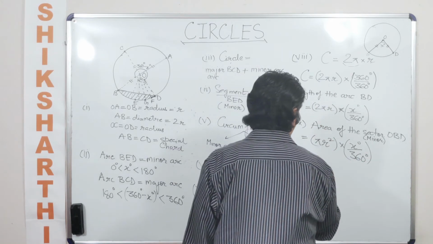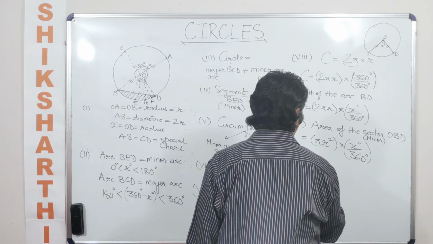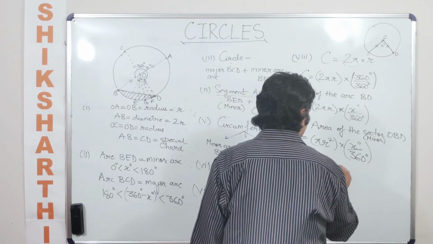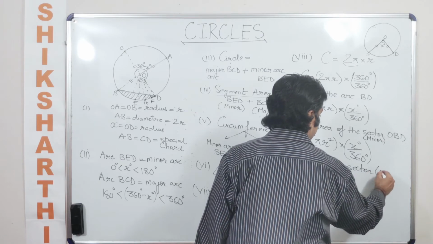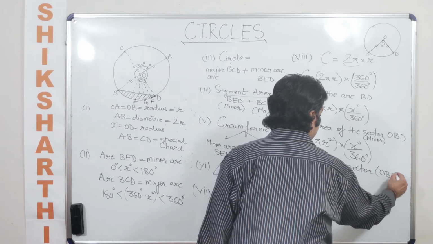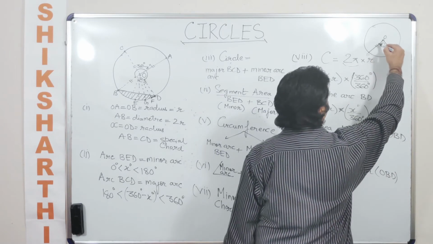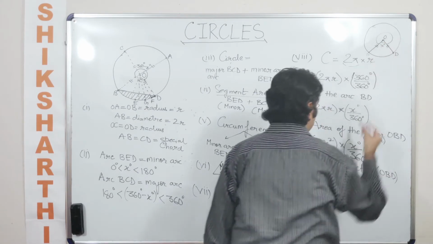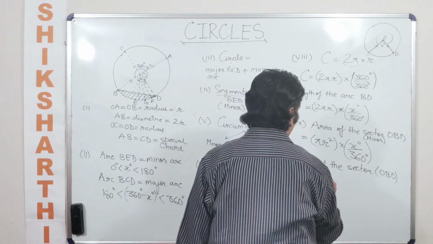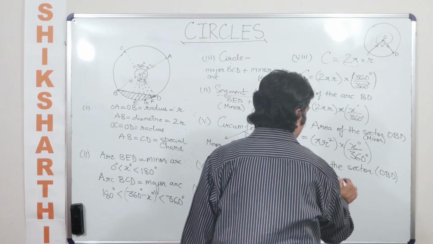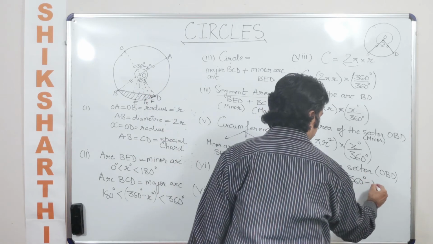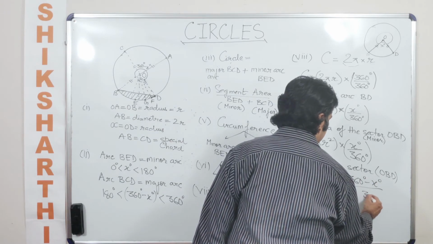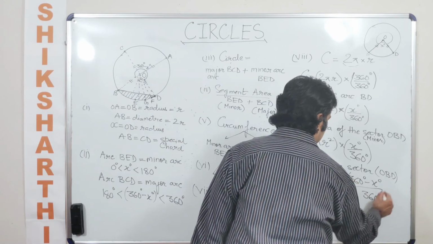And taking this discussion forward, can I say that the area of the major sector OBD, which is nothing but the remaining part of the circle, which is this, will be nothing but pi r square into 360 degrees minus x degrees, as we discussed, divided by 360 degrees.